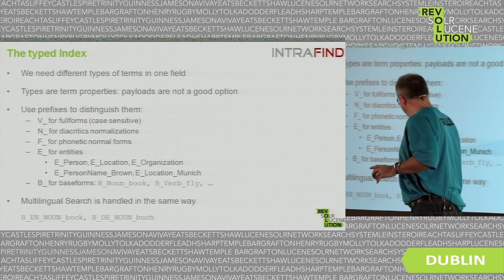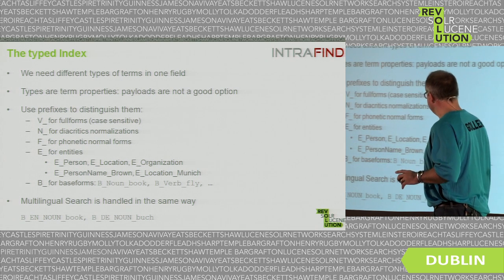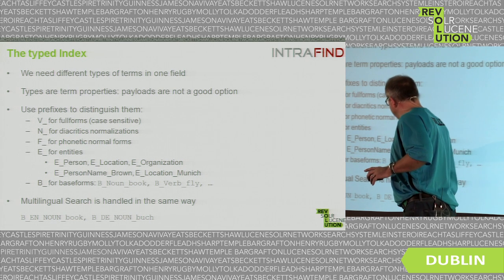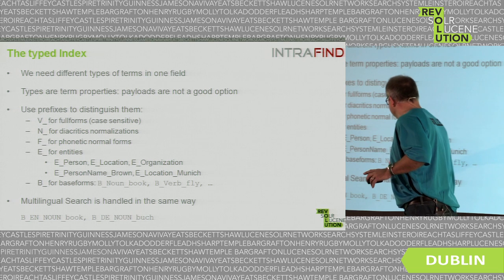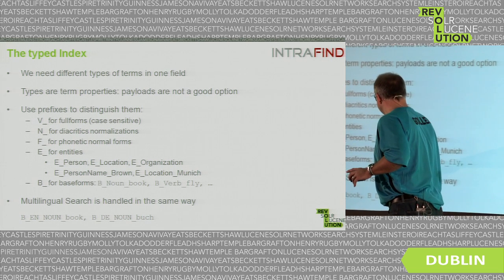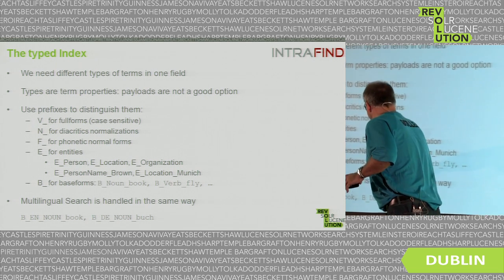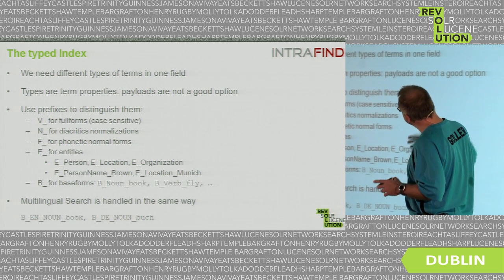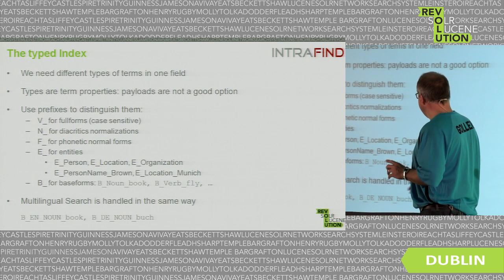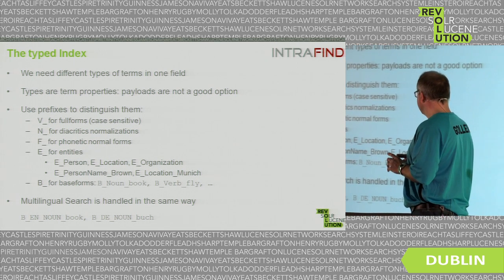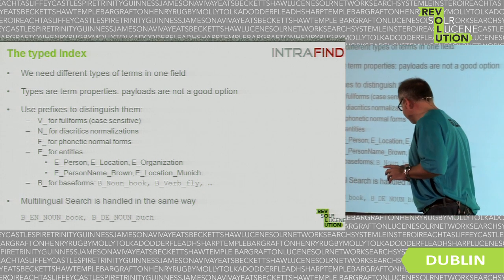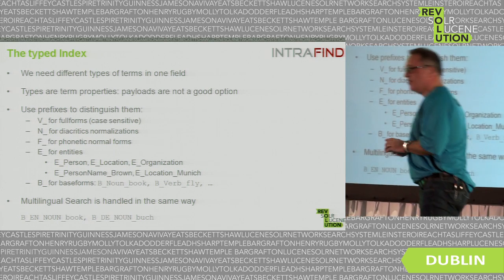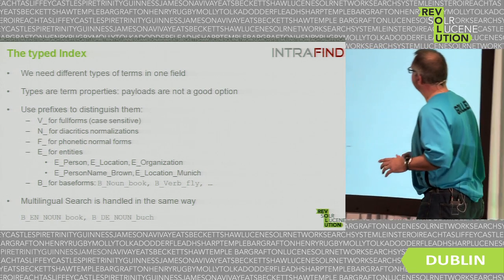So you can really look for Braun as part of a person name with this kind of term. And what we additionally do is these are the base forms we get from the lemmatizer. So we have this B, the category, and so this means it's a base form, category is noun, and the word is book. So this is how we represent types of terms currently. And this offers quite interesting possibilities for multilingual search, because we can also encode the language as a property of the term with such a prefix.